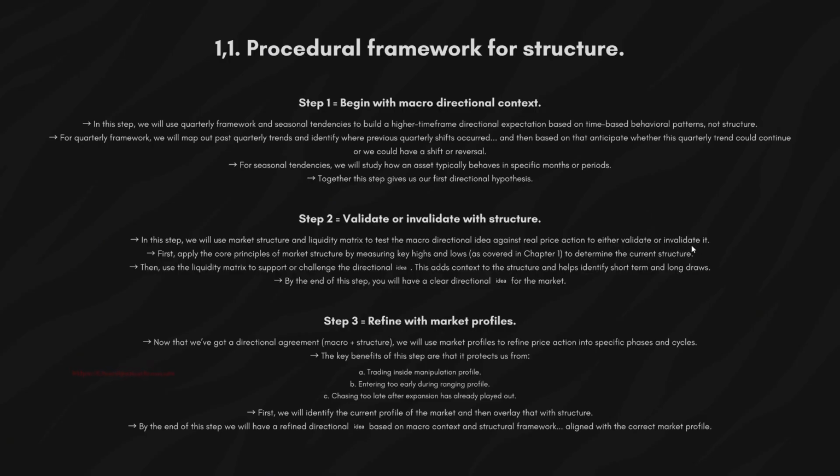And if it's invalidated, then that hypothesis would be dumped. Instead, we will give priority to this component because structure matters more than the macro directional context. Now, if you are wondering what is the point of establishing a directional context when the second step, the structure, matters more than that, then the idea there is that if you have a directional context that is aligned with structure, then in that case you could have more conviction in your analysis.